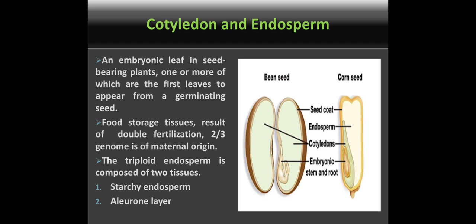Cotyledon and endosperm. You can see here in the diagram. A cotyledon is an embryonic leaf in a seed-bearing plant, one or more of which are the first leaves to appear from a germinating seed. The endosperm is a food storage tissue, the result of double fertilization. Two-thirds of its genome is of maternal origin. The triploid endosperm is composed of two tissues, including starchy endosperm.